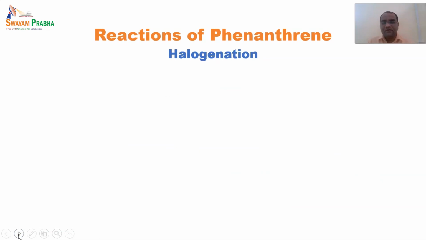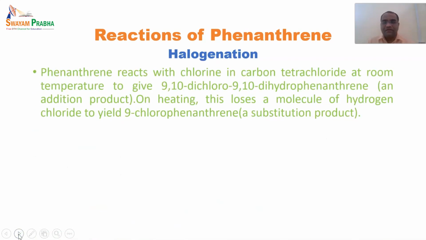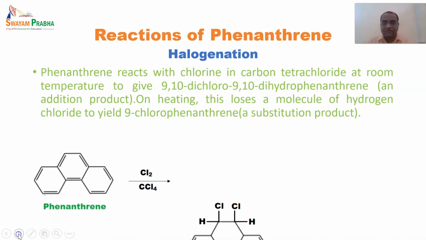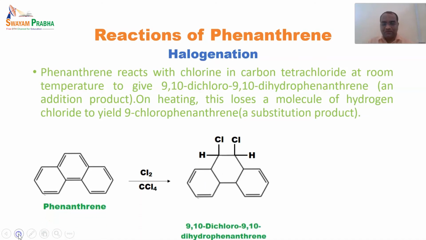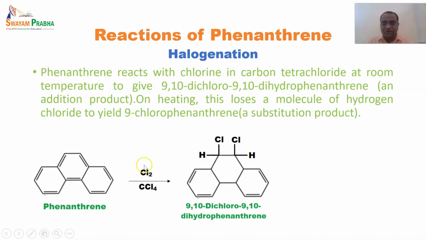Halogenation of phenanthrene. Phenanthrene reacts with chlorine in carbon tetrachloride at room temperature to give 9,10-dichloro-9,10-dihydrophenanthrene, an addition product. On heating, this loses a molecule of hydrogen chloride to yield 9-chlorophenanthrene, a substitution product. So whatever we have seen in the case of reactivity, a similar kind of reaction: chlorine reacts with phenanthrene in the presence of carbon tetrachloride, and we get a dichloro product.